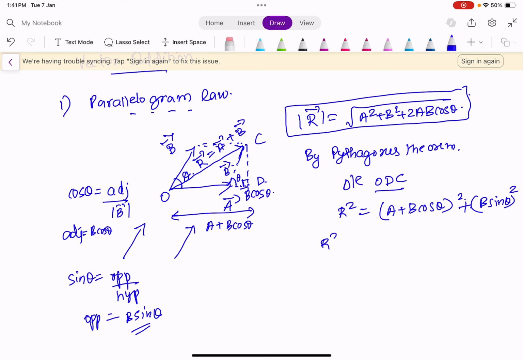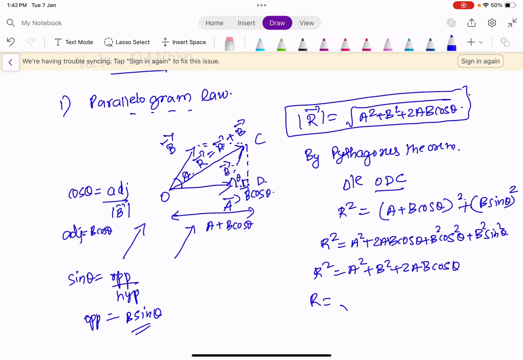So when we expand this, r square equals a square plus 2ab cos theta plus b square cos square theta plus b square sin square theta. So what we will get? R square equals a square plus b square plus 2ab cos theta. So the resultant r can be written as root of a square plus b square plus 2ab cos theta.